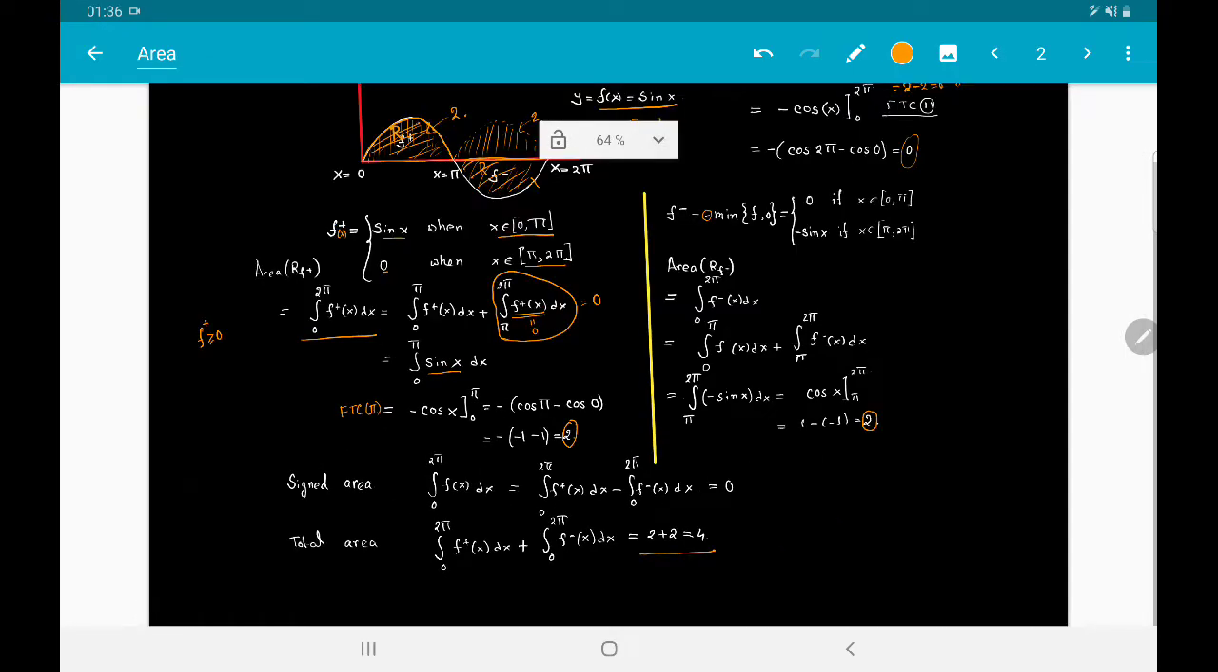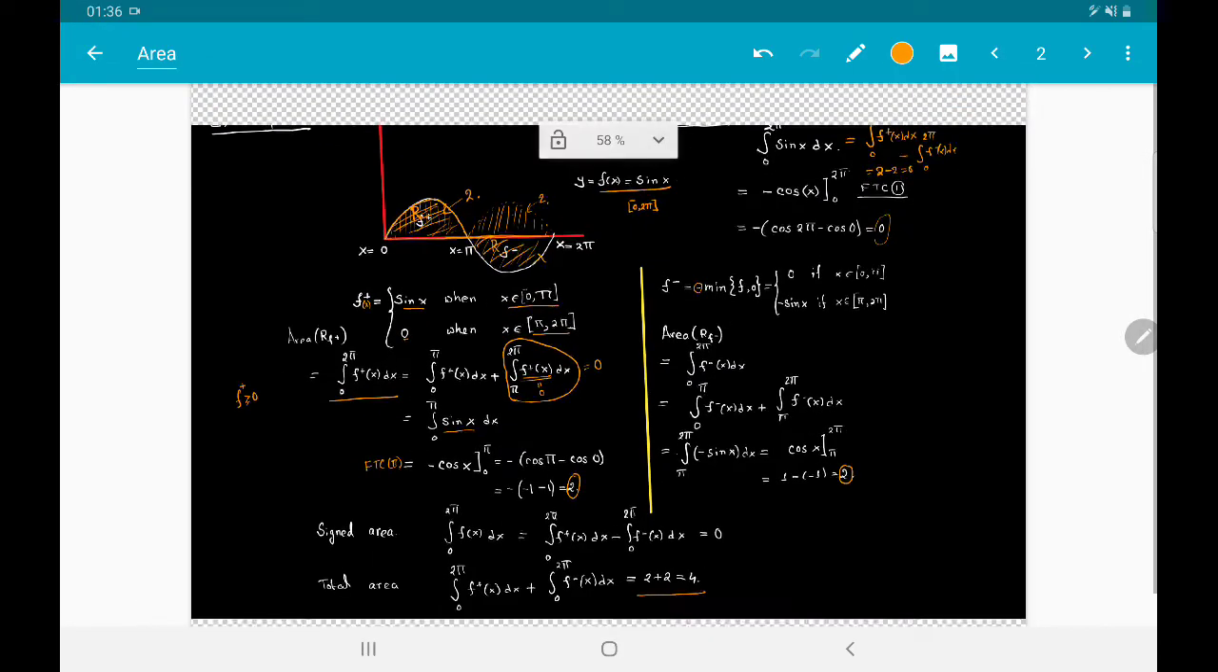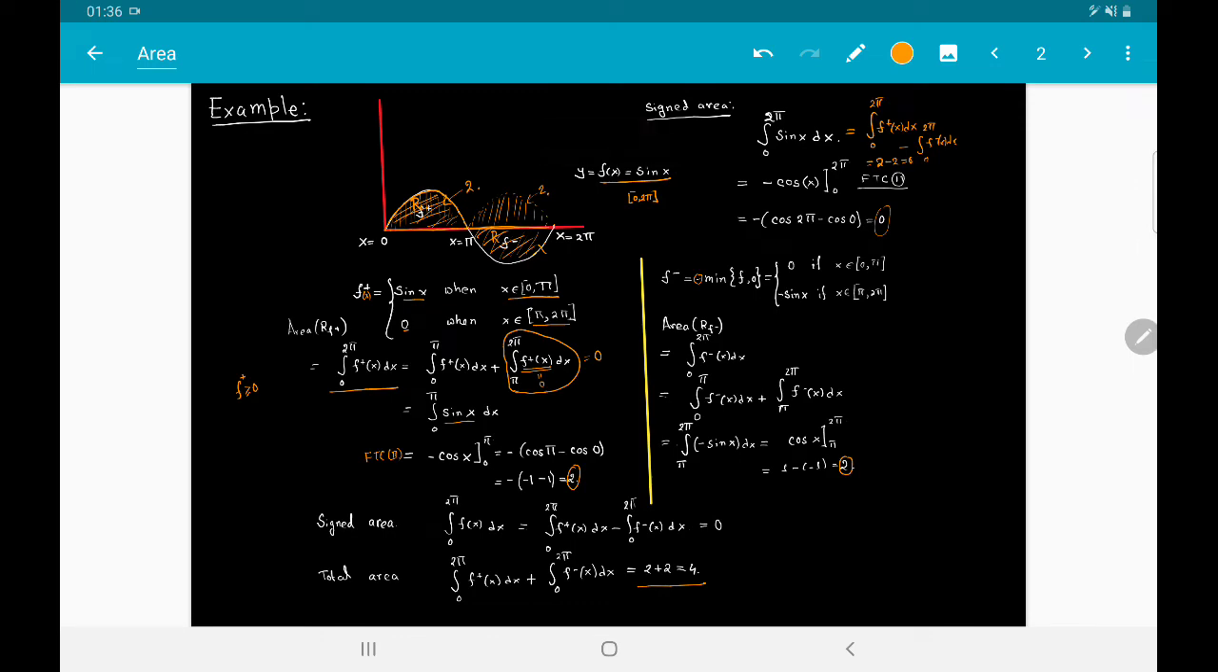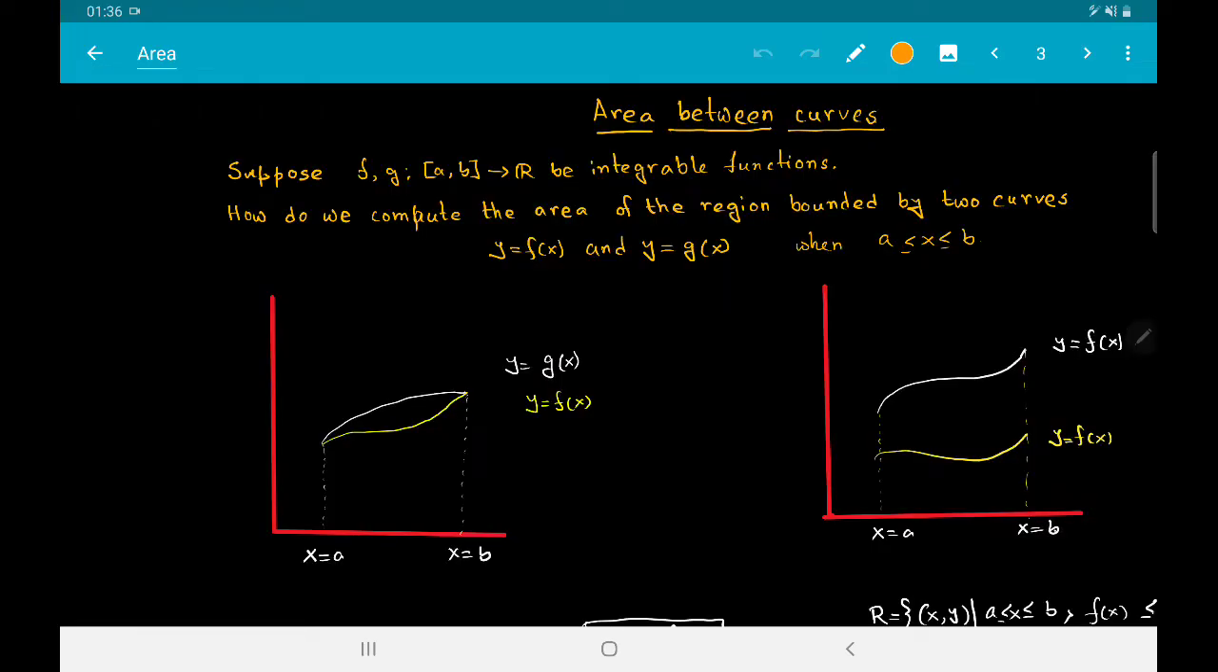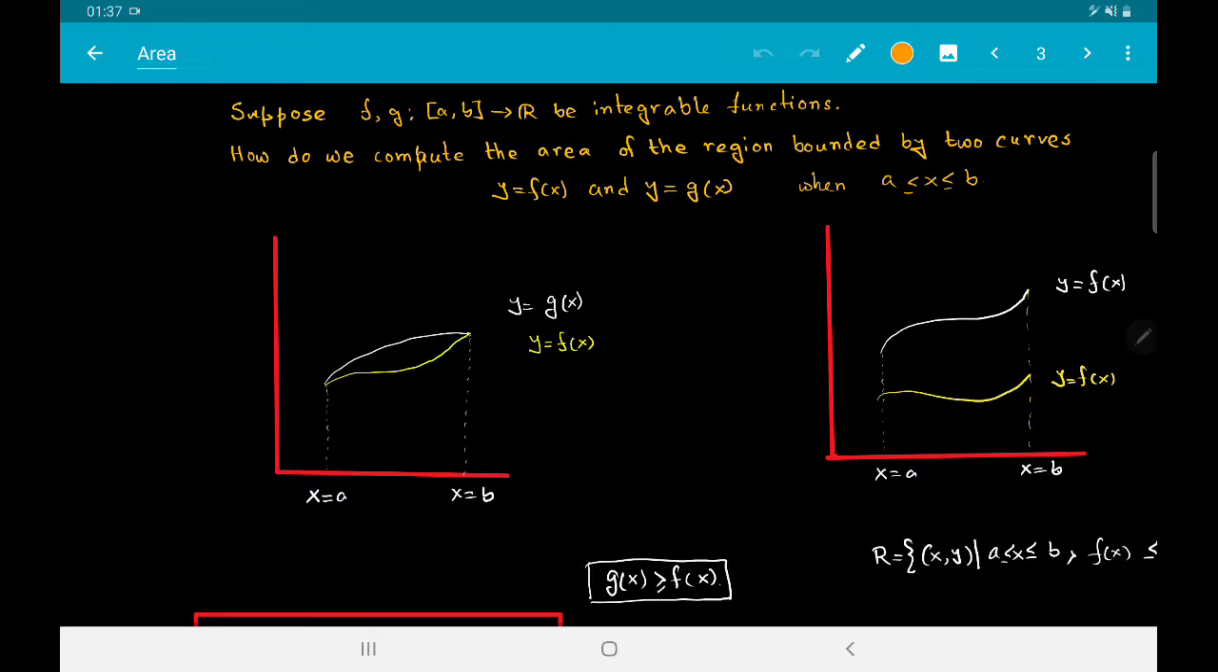I hope this is clear, and this will help us in moving to our next application, where we are going to consider the area of a region which is bounded between two curves. So what do we mean by the area of a region which is bounded by two curves?